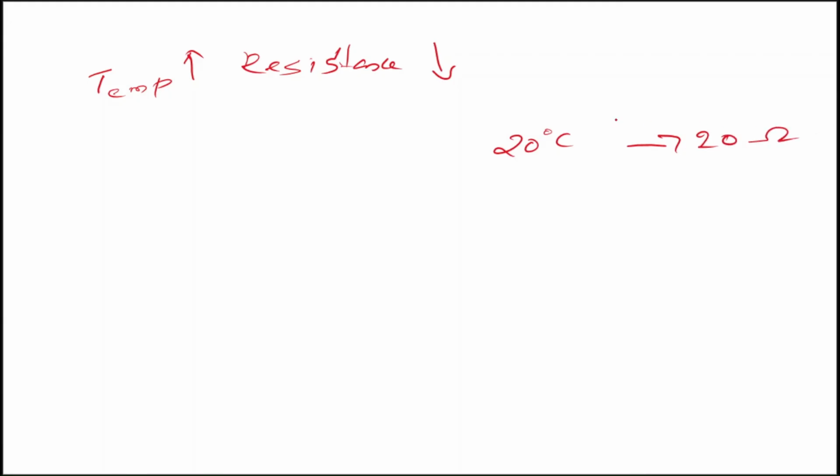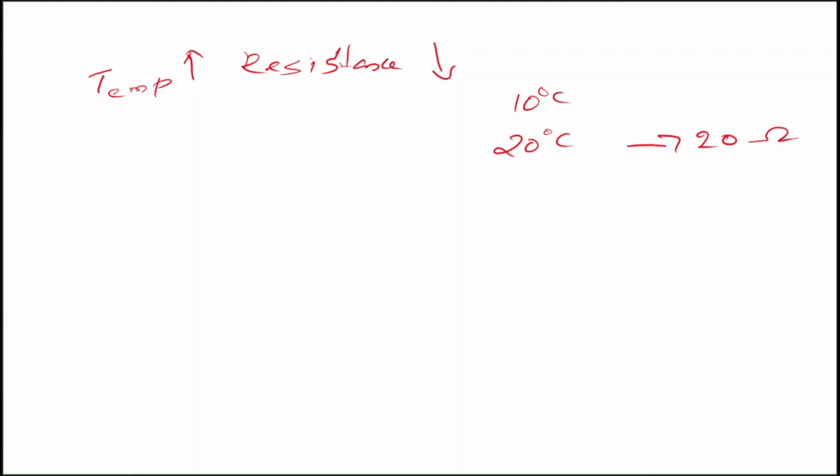Some materials' resistance is not affected by temperature. In some of them, when temperature increases, the resistance reduces, and vice versa. How does it happen? For example, at 20 degrees Celsius, the resistance will be 20 ohms.